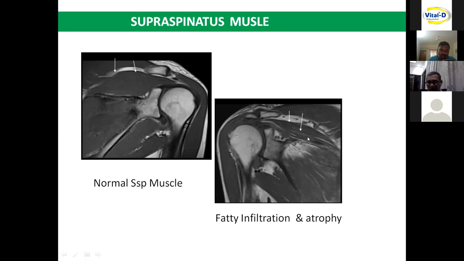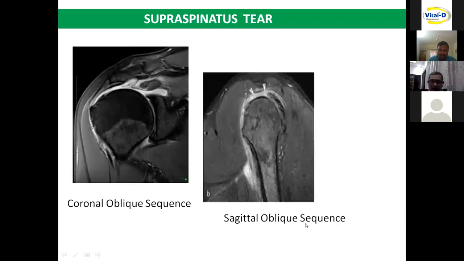Surgery can be done only for types 1, 2, and 3. For types 3 and 4, no surgery; they should be managed with palliative, conservative measures. And in this, you can see a supraspinatus muscle tear.